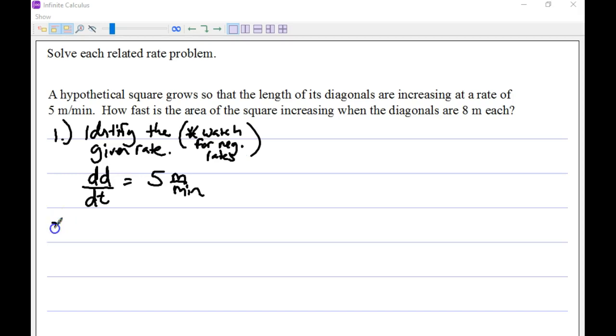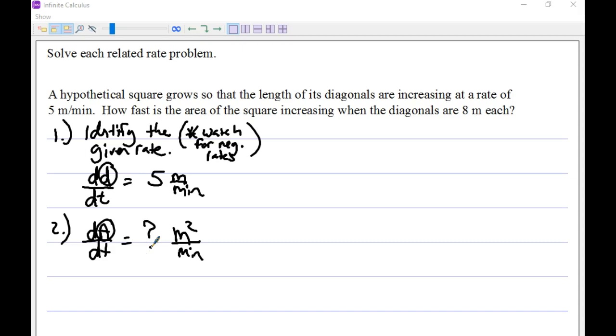All right, step 2. Let's identify what we're trying to find. I'm trying to find what? The rate of the change of the area. So this D represents diagonal, this one represents area, right? So we want to find that. Now, it's also good to think about what your units are going to be. So what are the units for area? Meters squared. And since it's a rate, it's meters squared per minute. Okay, so we need to find that number.